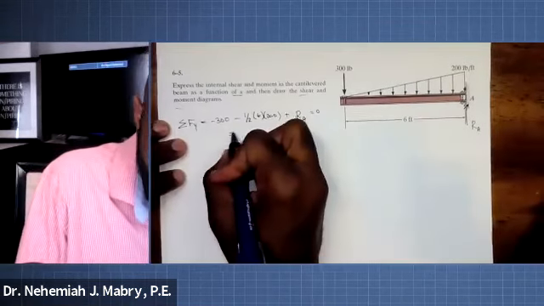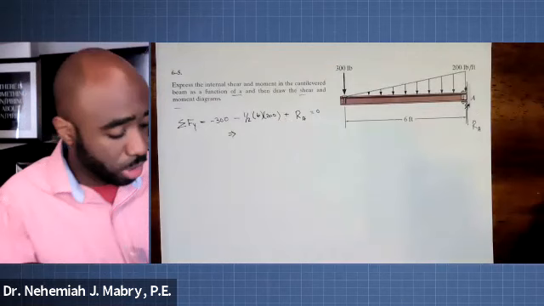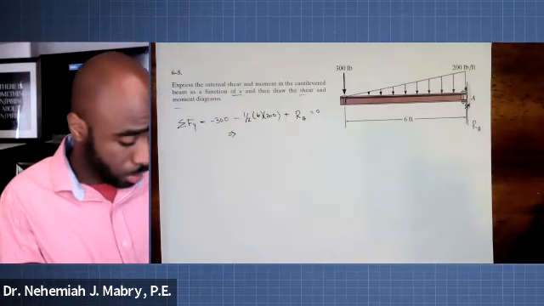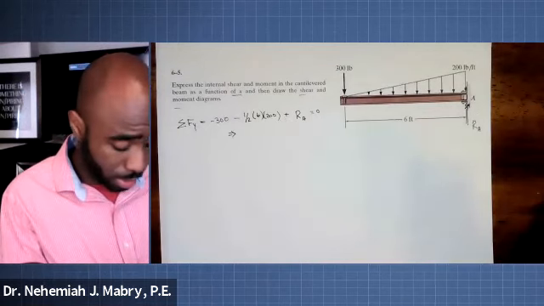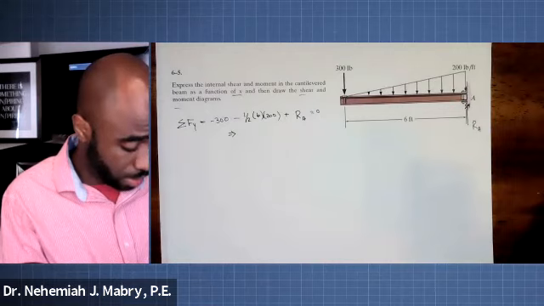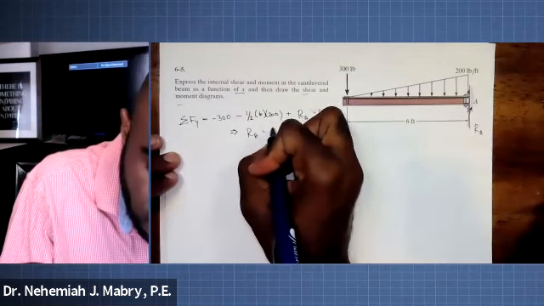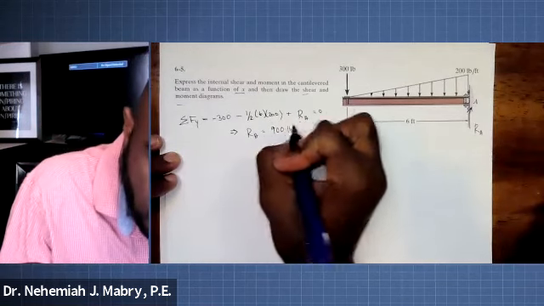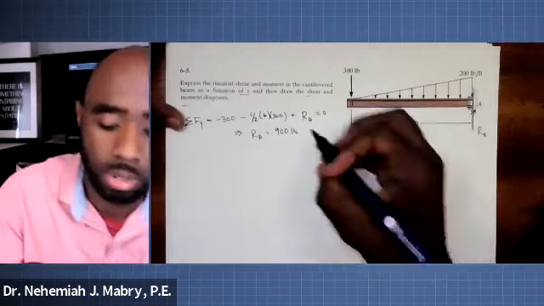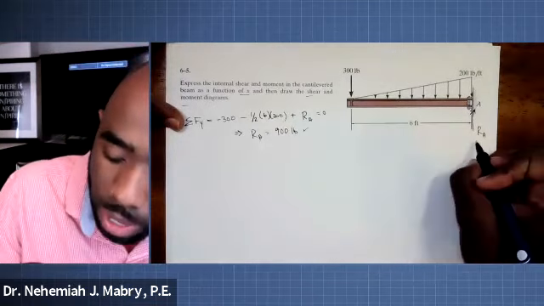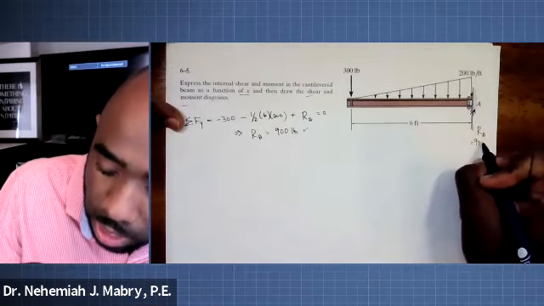Go ahead and isolate the unknown. If you were to do that, 300 plus 1/2 times 6 times 200. The answer you should have is RA is equal to 900 pounds, if your calculator concurs, right? So now we just did our first step. Now we know that RA is equal to 900 pounds.